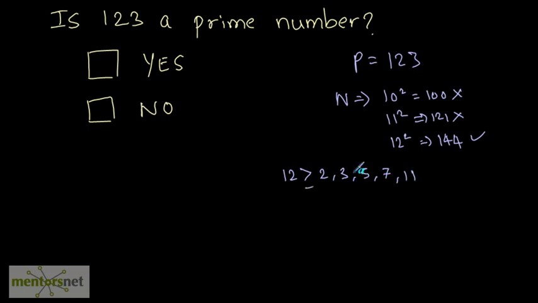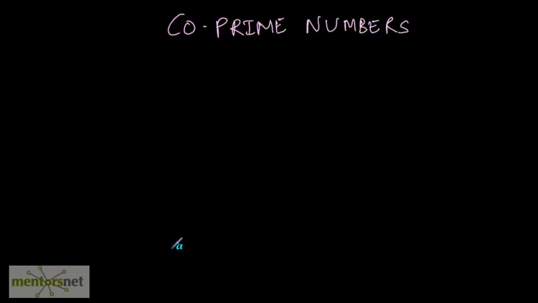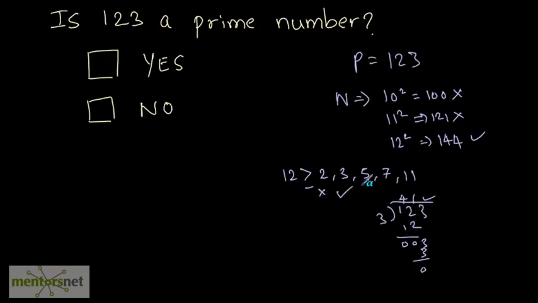So let's see if 123 is divisible by any of these numbers. Is it divisible by 2? It's not divisible by 2 because it's an odd number. Is it divisible by 3? So 123 divided by 3, 3 4s are 12, 3 comes down, 3 1s are 3. So again this number is divisible by 3. So is it a prime number? Let's check. If p is divisible by any of those numbers, then it is not a prime number. So from our steps, we found out that 123 is not a prime number. The answer to this question is no, it is not a prime number.